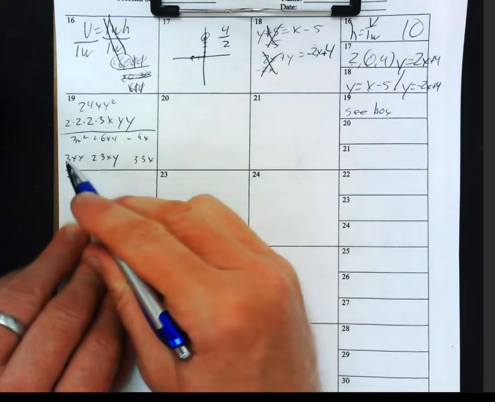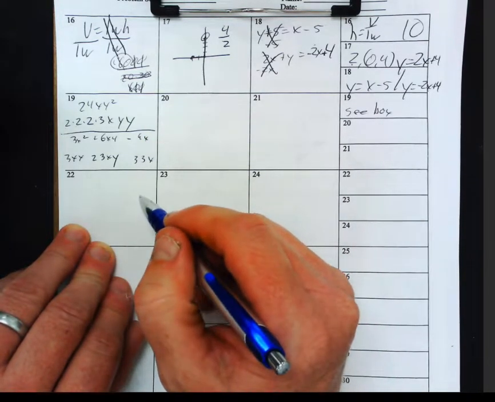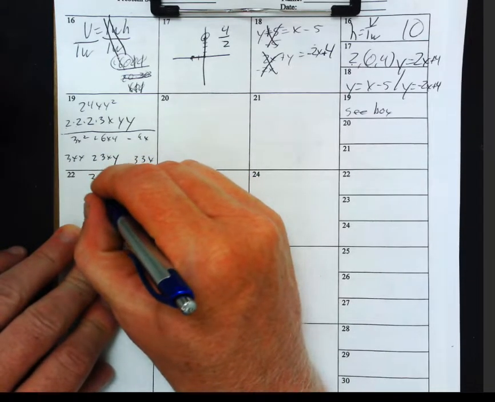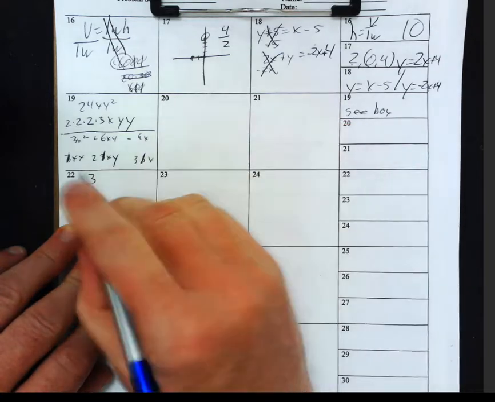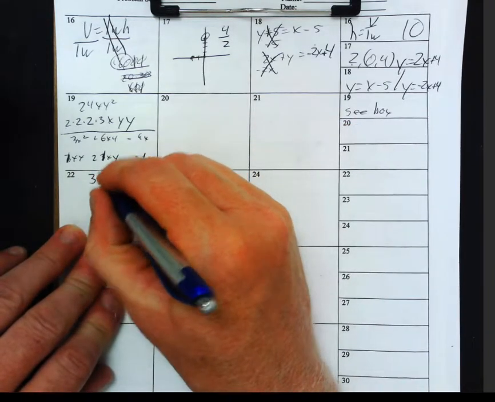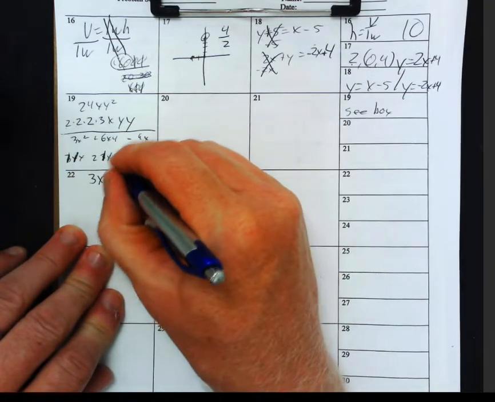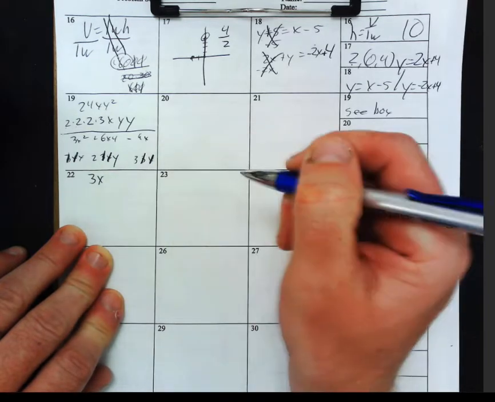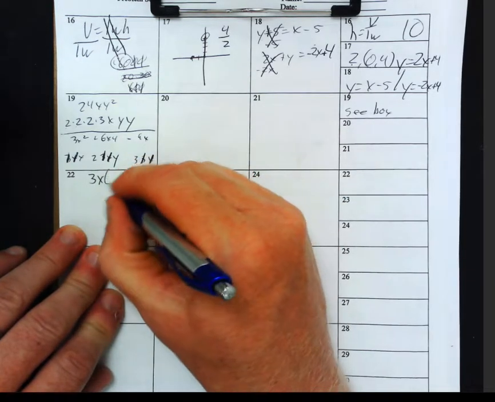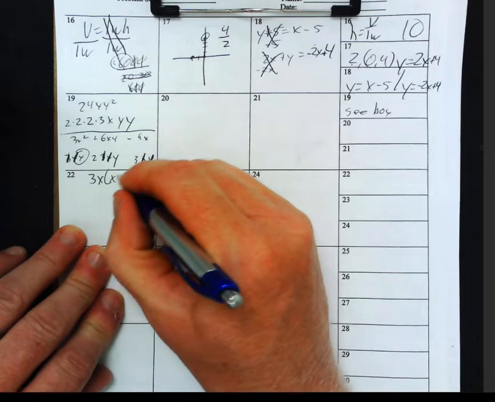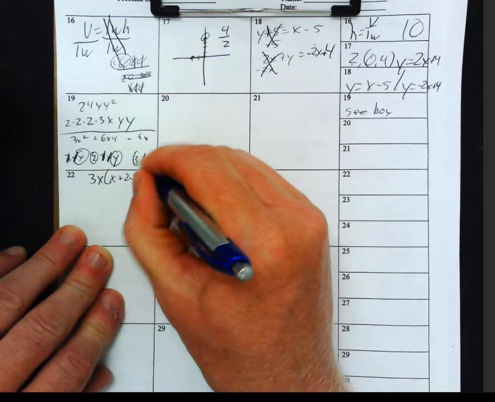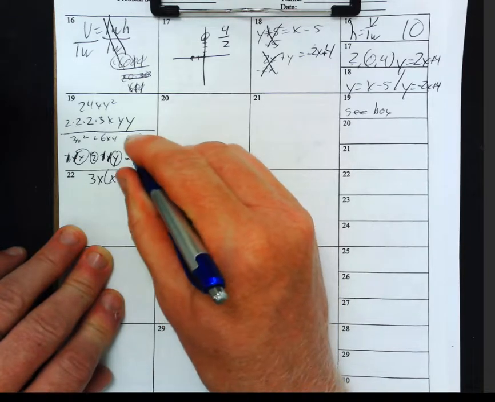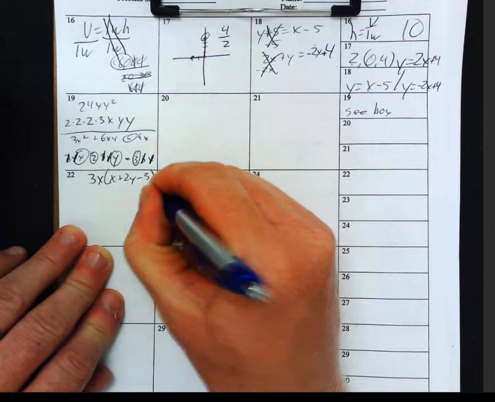So I look, guys, and I see a 3 in all of them. So I pull the 3 out. 3 gone, 3 gone, 3 gone. I see that there's an x in all of them, so I put an x there. x gone, x gone, x gone. Parenthesis, what do I have left there? x. What do I have left here? 2y. What do I have left here? 3. But don't forget, guys, we were subtracting 3.